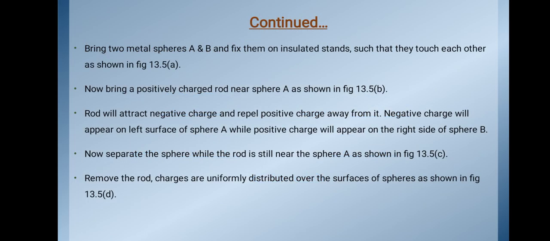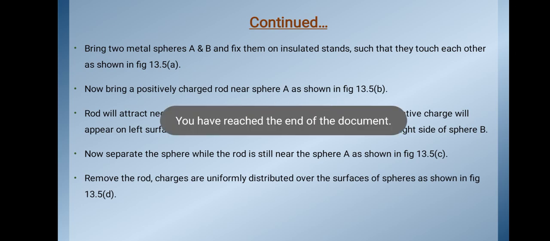Students, I have explained everything in the example after the definition, but we are going to read this theoretically in your slide. Bring two metal spheres A and B and fix them on insulated stands such that they touch each other as shown in the figure. Now bring a positively charged rod near sphere A, shown in figure 13.5. The rod will attract negative charge and repel positive charge away from it. Negative charges will appear on the left surface of sphere A, while positive charge will appear on the right side of sphere B. Now separate the spheres while the rod is still near A, then remove the rod. Charges are uniformly distributed over the surface of spheres A and B. One will be positively charged and the other will be negatively charged.